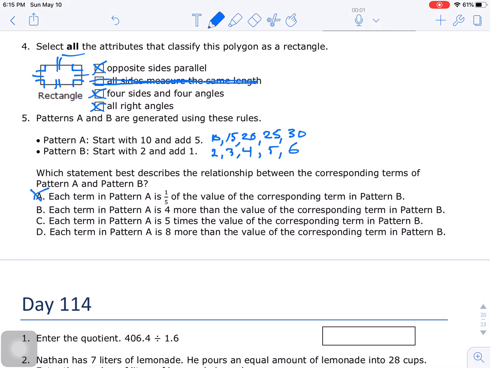Okay, and then for B, each term in pattern A is 4 times more than the value of the corresponding term in pattern B. Well, let's check it out. Is 10 4 times 2? No, that's not true. And if one thing is not true, then the whole rule or statement is not true. C, each term in pattern A is 5 times the value of the corresponding term in pattern B. Well, is 10 5 times 2? Yep. Is 15 5 times 3? Yep. And we're just going to double check and make sure that all of those work, and we see that that does.